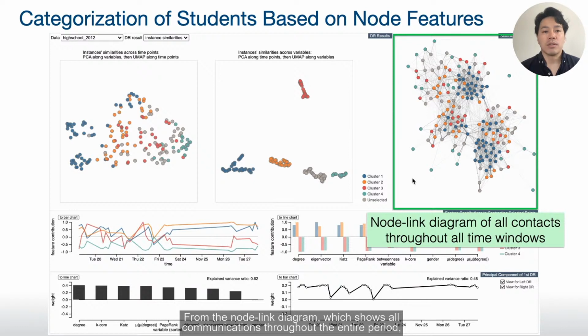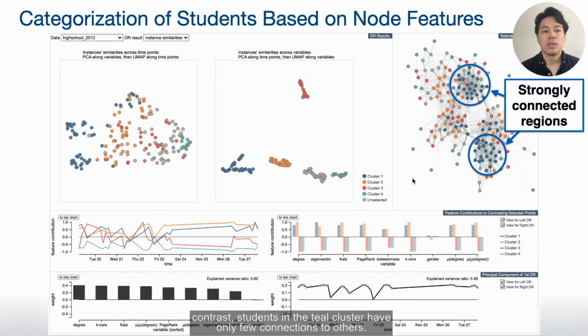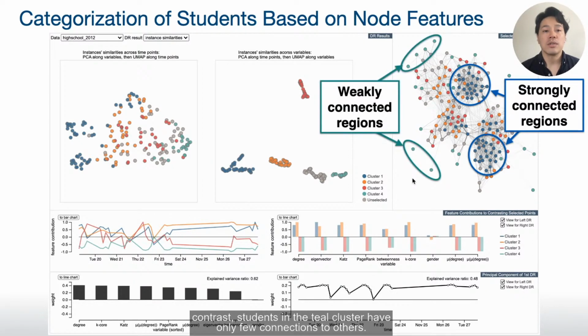From the node link diagram, which shows all communications throughout the entire period, we can see students in the blue cluster are located in the strongly connected regions. In contrast, students in the teal cluster have only few connections to others.